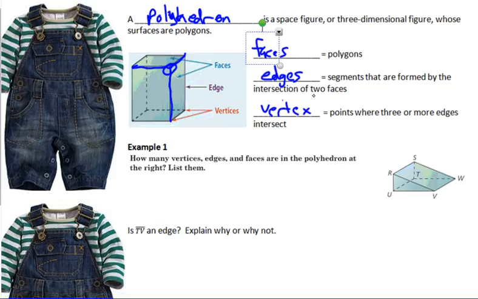No new words here, but that's how you describe a polyhedron or a three-dimensional prism. Prisms are oftentimes used for these. So example 1: how many vertices, edges, and faces are in the polyhedron at the right? List them. So vertices, edges, and faces.